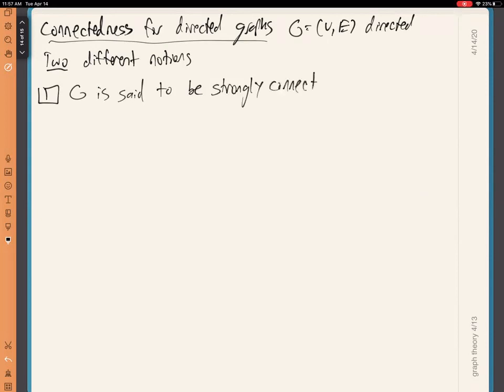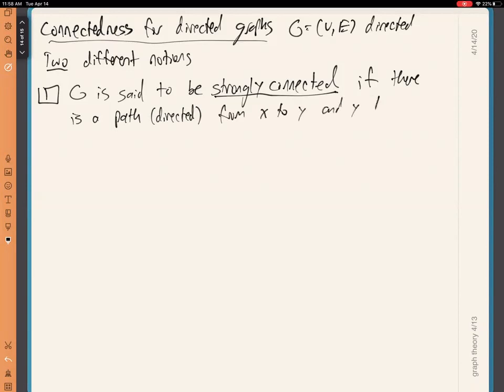The first notion is a stronger notion, strongly connected, if for any two x and y in the vertex set that are different, so x not equal y, there is a path, meaning a directed path, a path that takes into account the directions, from x to y and from y to x.